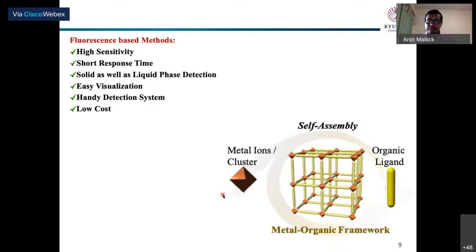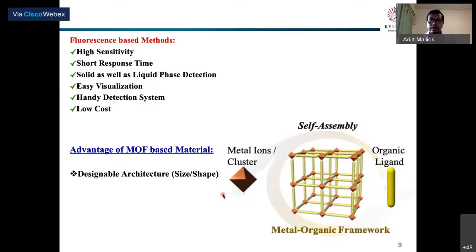We choose the MOF-based system for sensing because it has some advantages. As I told you, we can change the metal center and the linker, the organic part, and we get the desirable pore size. And the most important thing is that organic chromophores, when in solid state, get aggregated. But in MOF, the linkers are placed at a particular distance and separated from each other. So we have retained their luminescent property. I will also discuss this during the work discussion.